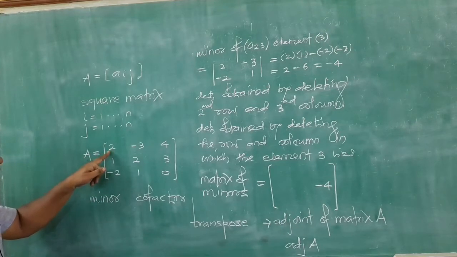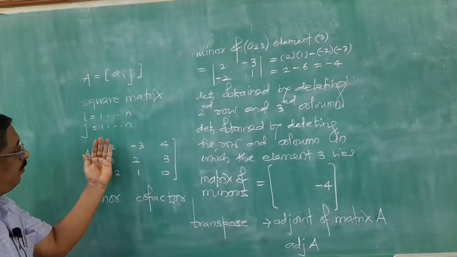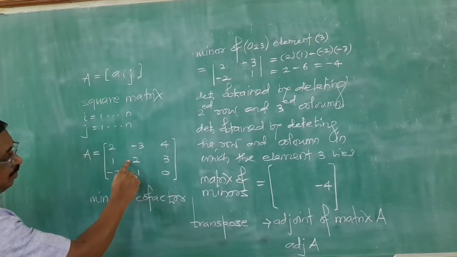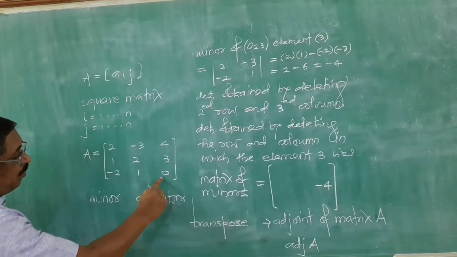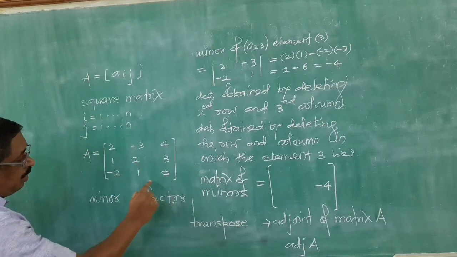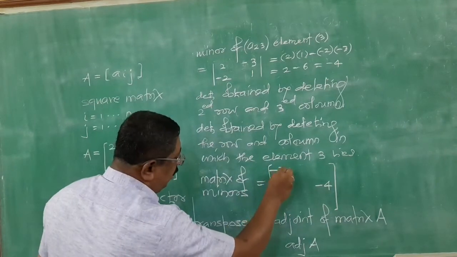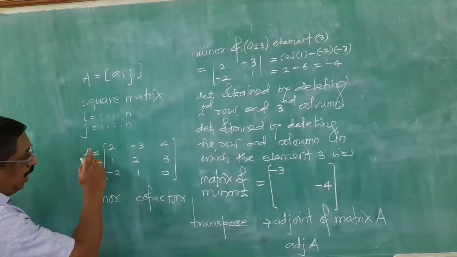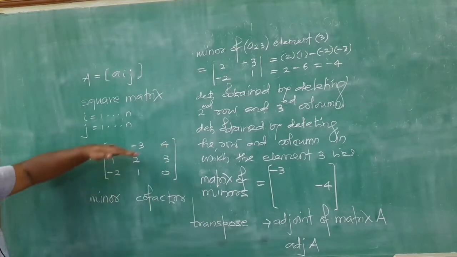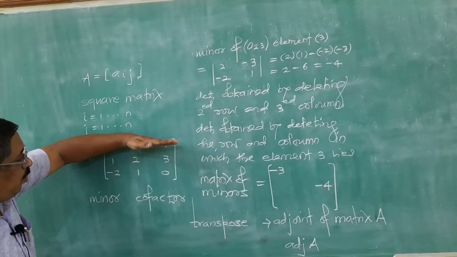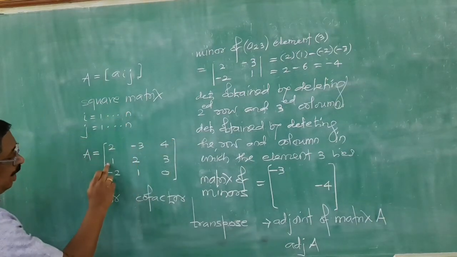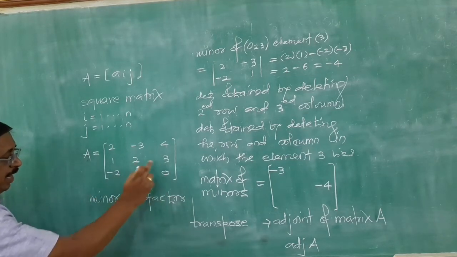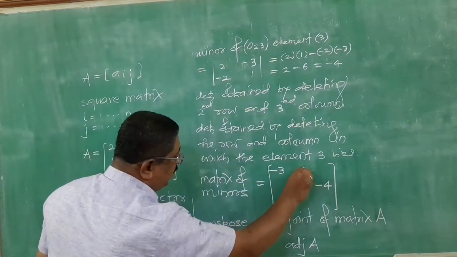Find out the minor of element 2, remove the row and column in which it lies. It lies in first row, first column. The elements written in matrix are 2, 3, 1, 0. Evaluation will be 0 minus 3, it is minus 3. For this element minus 3, remove the column and row in which this minus 3 lies. Minus 3 lies in first row, second column, remaining elements will be 1, 3, minus 2, 0. It will be 0 minus of minus 6, it comes out to be equal to plus 6.